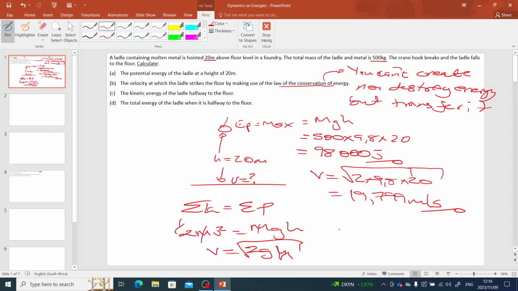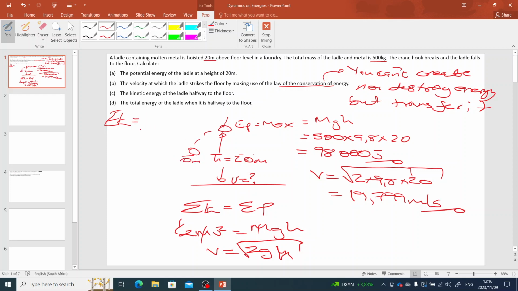Okay, let's look at C. They want us to calculate kinetic energy halfway. When the ladle is halfway, somewhere there. Halfway would be 10 meters.